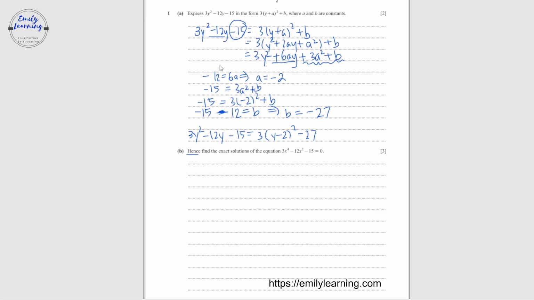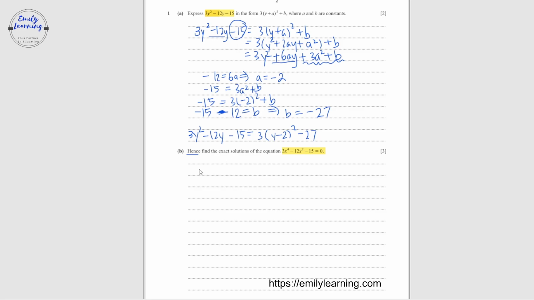What do you notice is the difference between this and this here? Let's ignore the equals to 0 first. If you look at 3y squared minus 12y minus 15 and 3x to the power of 4 minus 12x squared minus 15, what's the difference?